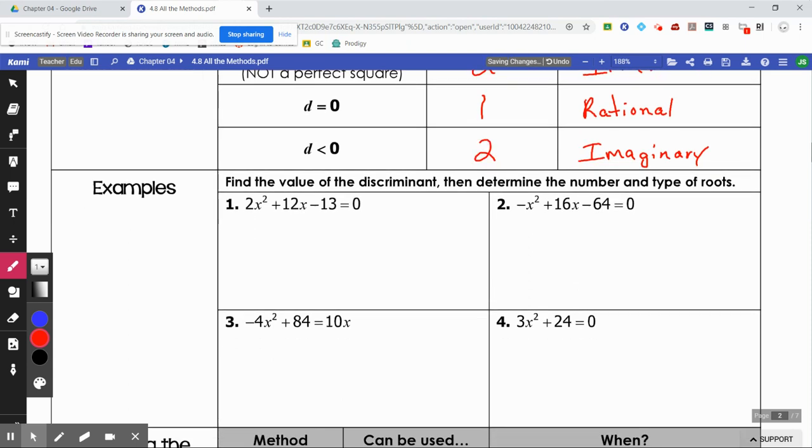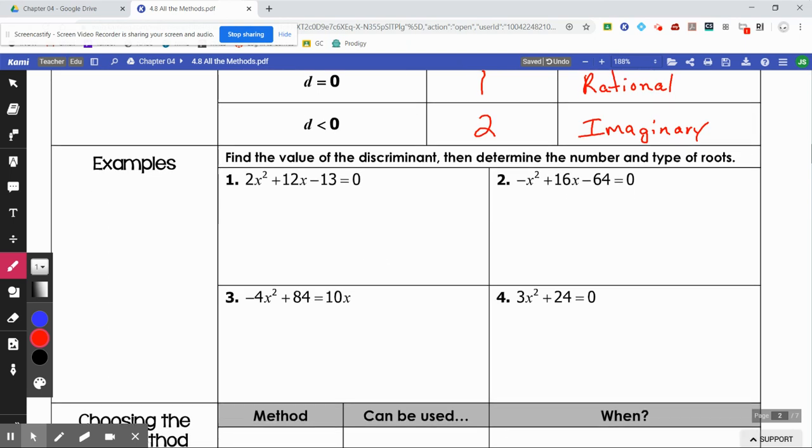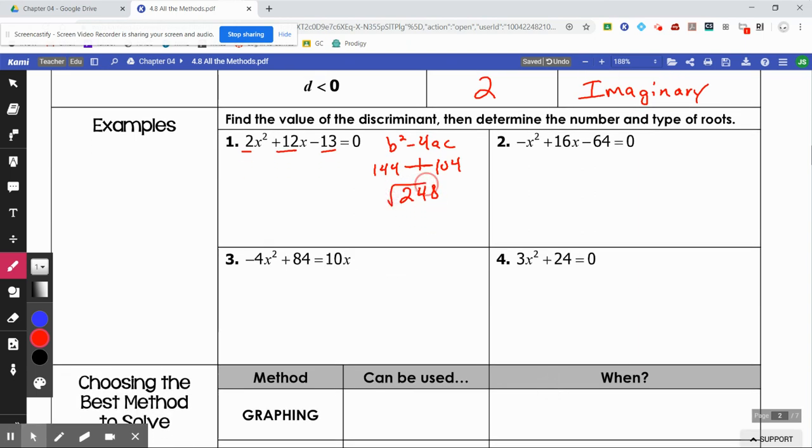So on this next one, we're not actually finding the roots. We're just finding our discriminant, and we're going to use that discriminant to tell how many roots we're going to have and what type. So first off, let's do b squared minus 4ac, our discriminant. B squared is 144, minus 4 times 2 times negative 13, which is negative 104. So minus minus is a plus. That's going to be 248. And again, in my formula, that's the stuff under the radical.